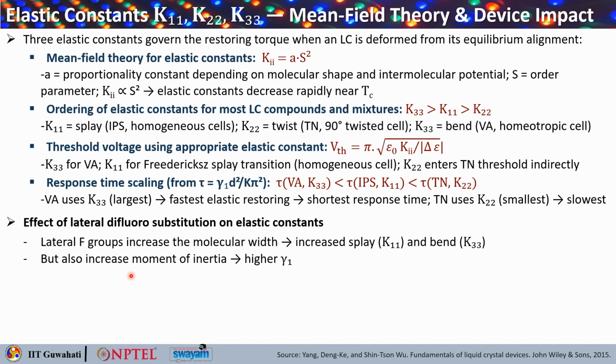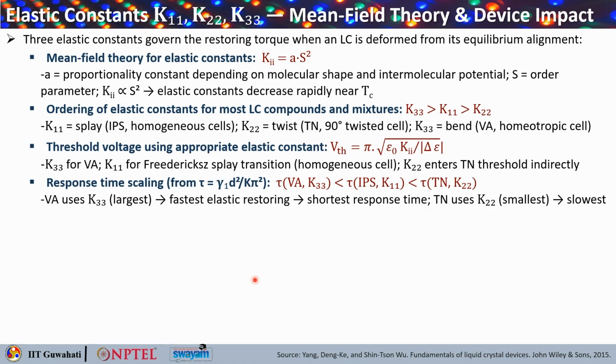So, the effect of lateral difluoro substitution on the elastic constants also shows that lateral F groups basically increase the molecular width. So, that will increase the splay and the bend coefficients, that is K11 and K33, but that will also increase the moment of inertia.